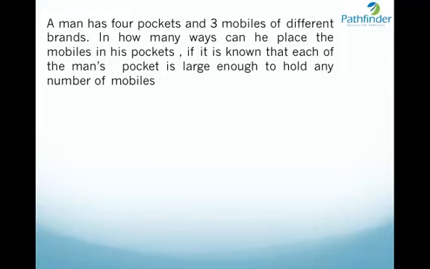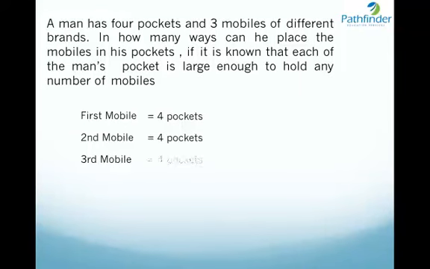So let us see how the question changes when the repetitions are allowed. A man has 4 pockets and 3 mobiles of different makes. In how many ways can he place the mobiles in his pockets if it is known that each of the man's pockets is large enough to hold any number of mobiles? So we have to place mobiles in the pockets. Each mobile has 4 choices of pockets. The first mobile has 4 choices of pockets. The second mobile again has 4 choices of pockets. And the third mobile also has 4 choices of pockets.